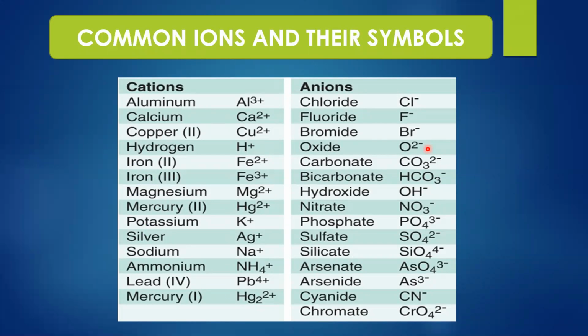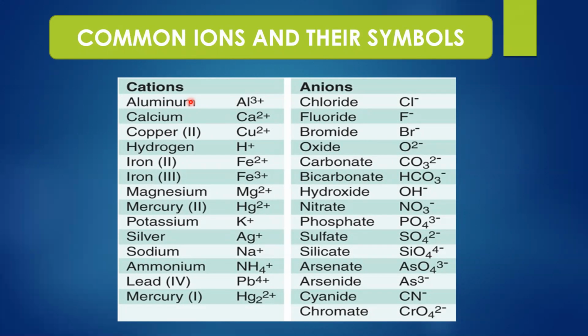Common ions and their symbols. Aluminium. Why is it aluminium 3 plus? Because aluminium has 13 as its atomic number, which says it has 13 electrons and 13 protons. Now as per Bohr's atomic theory, an atom will be stable only if it has 8 electrons in its outermost shell. Hence, aluminium loses 3 electrons and that is the reason why it acquires 3 positive charge.